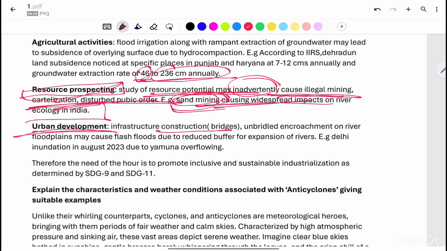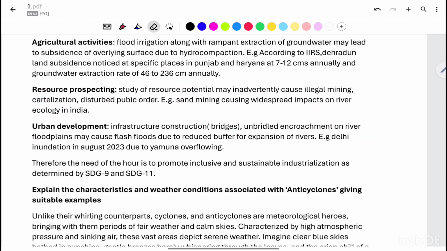Urban development, like infrastructure such as bridges, leads to unchecked encroachment of the river floodplains. We will be having the encroachment of the river floodplains. It may cause flash floods due to the reduced buffer for the expansion of the rivers. Example, Delhi inundation in August 2023 due to the Yamuna flooding.